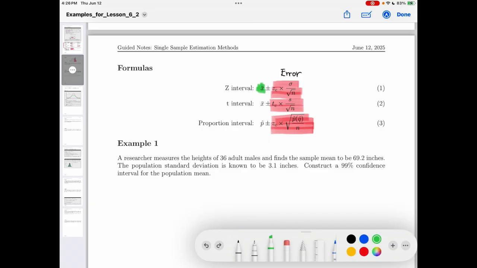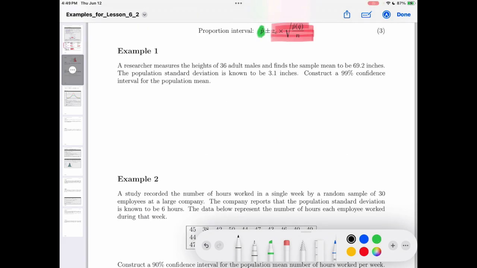For a t interval, you would do the same, because for a t interval, you're estimating a mean. And so you would take your point estimate and you would add and subtract the error. And then lastly, if you're estimating a proportion, you would take your sample proportion, which is your p hat, and add and subtract the error.